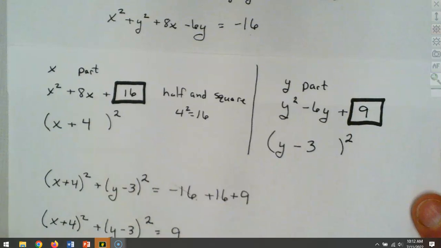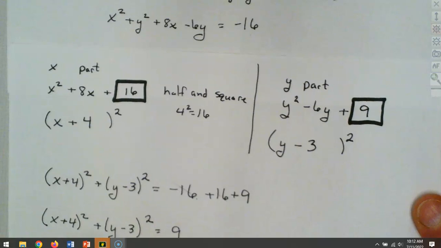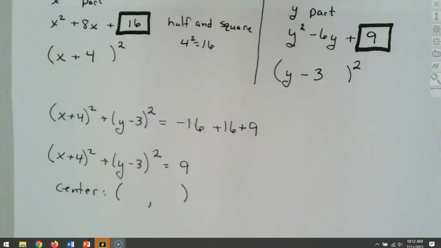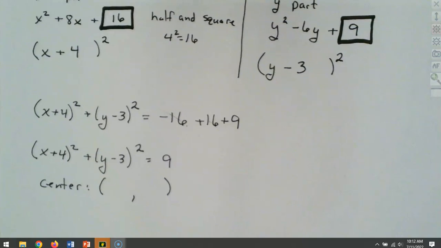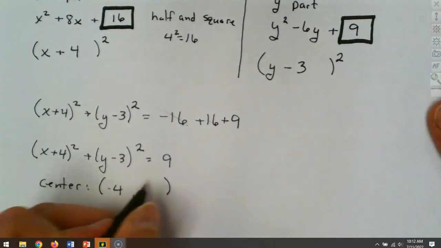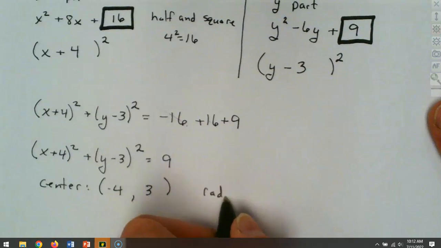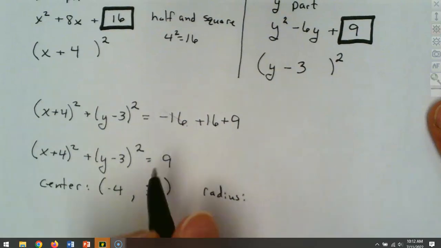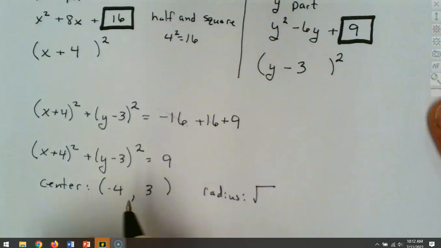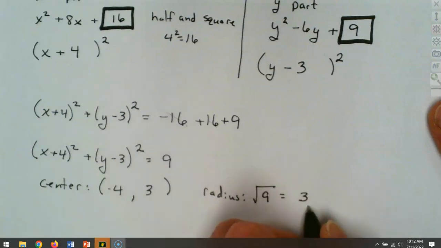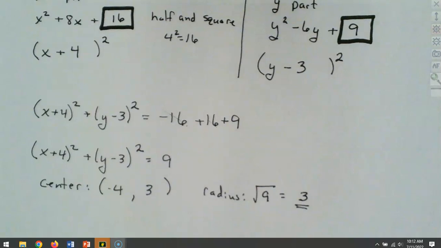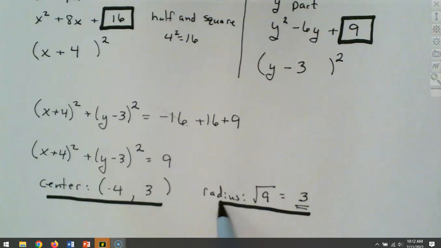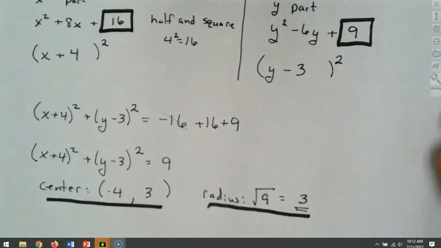9. And so can someone tell me what my center would be? What would my center here be? Yep, negative 4, positive 3. And what's my radius? Yep, it's not 9. No, it's the square root of 9, which is then, yep, you're on the right track, though, 3. So there's my center and there's my radius. So the center is an ordered pair, negative 4, 3. And the radius is simply 3.